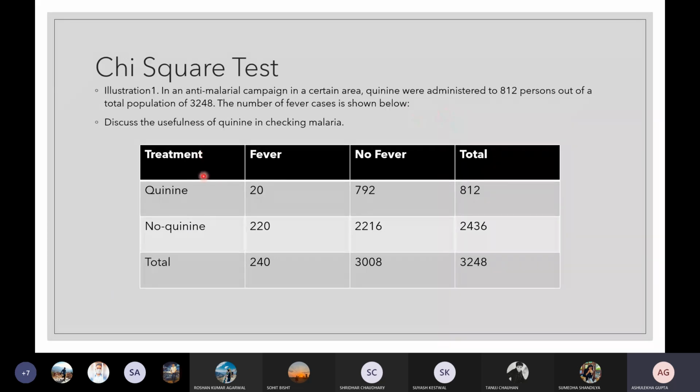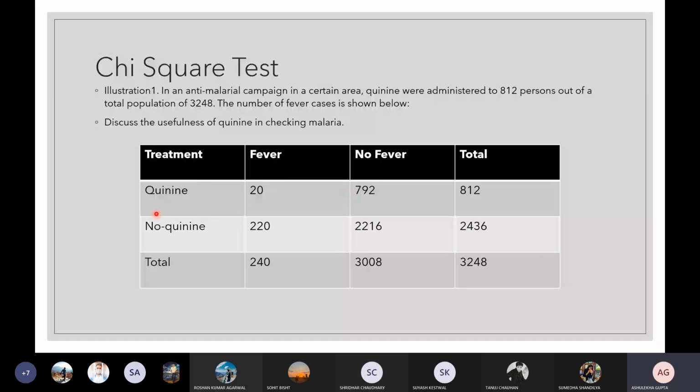For the treatment, we have 4 columns and 4 rows. Here the treatment is quinine and non-quinine, those whom we had not given it. Among those who took quinine, 20 persons got fever. With no quinine, 220 persons have fever. Among those who took quinine and do not have fever, 792.